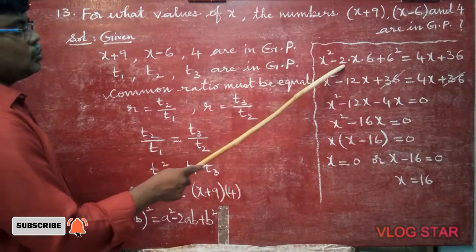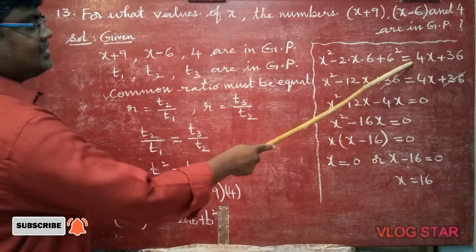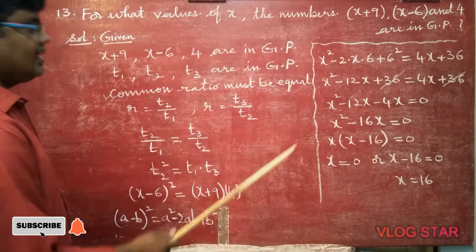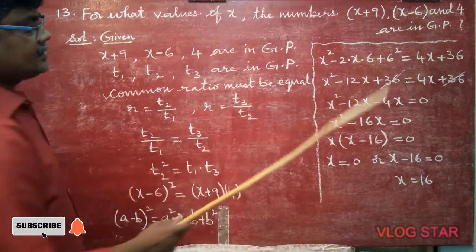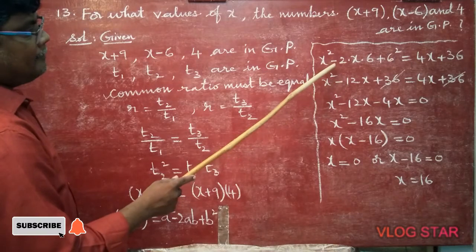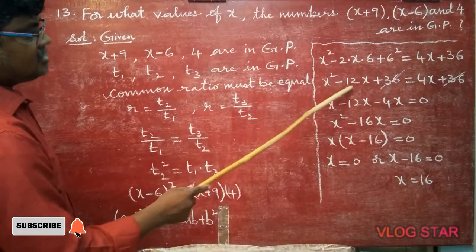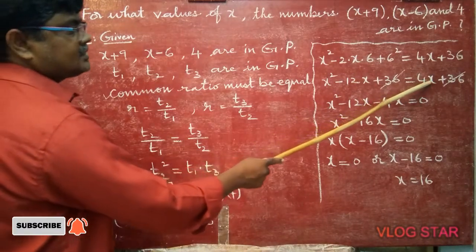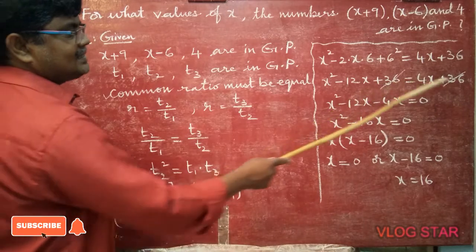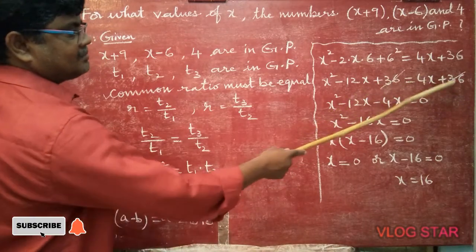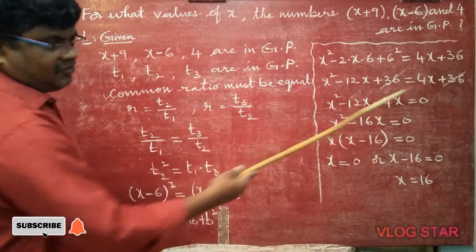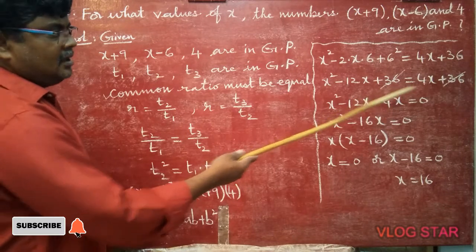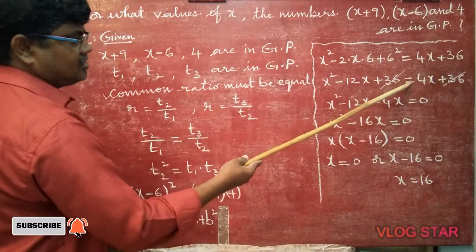x square minus 2 into x into 6 plus 6 square is equal to, multiply 4 into x, 4x, plus 4 into 9, 4 nines are 36. So x square minus 2 sixes are 12x, minus 12x plus 6 square means 36, is equal to 4x plus 36. So plus 36 and plus 36, both are same signs, both get cancelled. Or otherwise if you bring this side also no problem. Plus 36 minus 36 is 0. So same signs we can cancel when equal to is there.